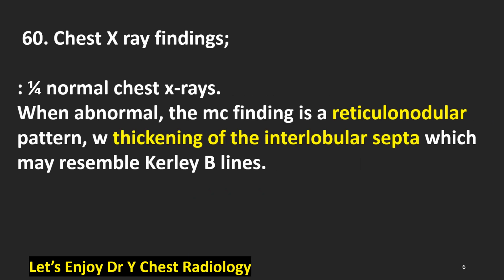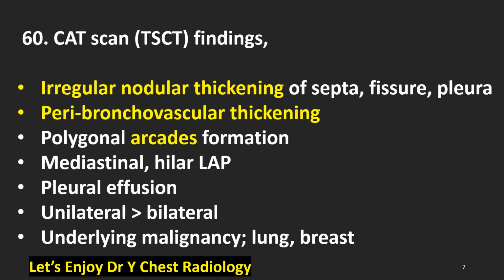Chest X-ray findings. A quarter of patients show normal chest X-rays. When abnormal, the most common finding is a reticulonodular pattern with a thickening of the interlobular septa, which may resemble curly B lines. This is the most important slide of this session.